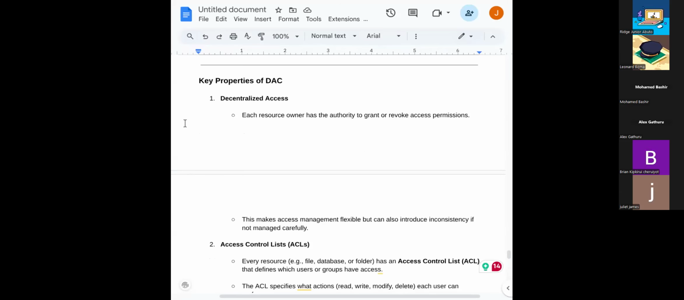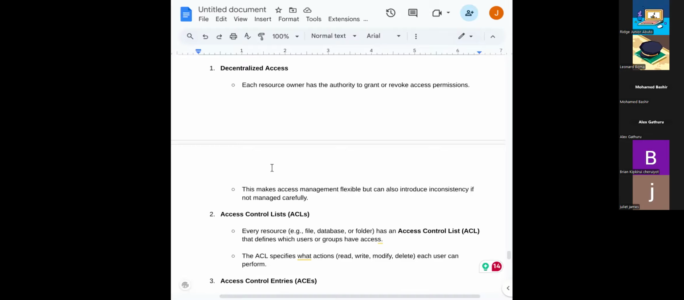For example, Esther can grant me access to share, Esther can grant me access to record, Esther can grant me access to even switch on video. All right, and she can revoke the rights. For example, I do not have the rights to record, so it's decentralized, okay?